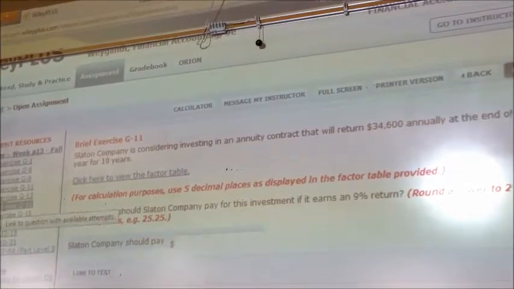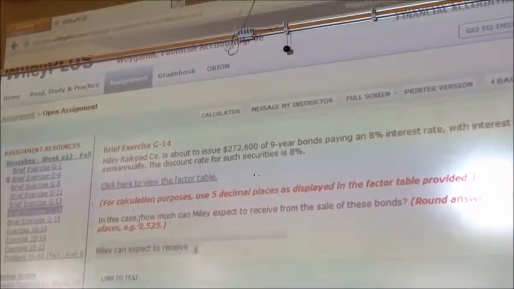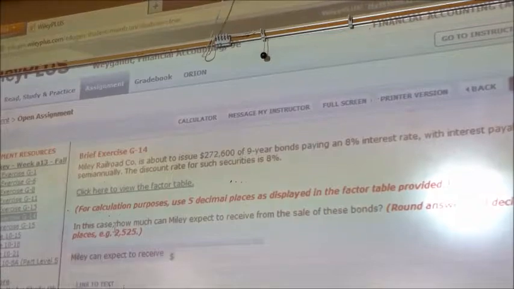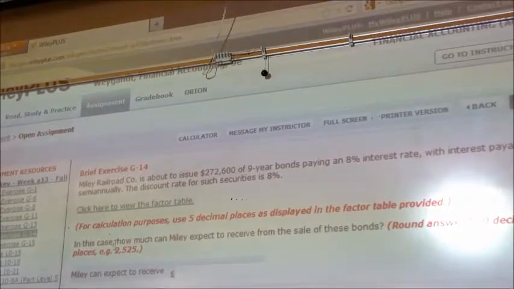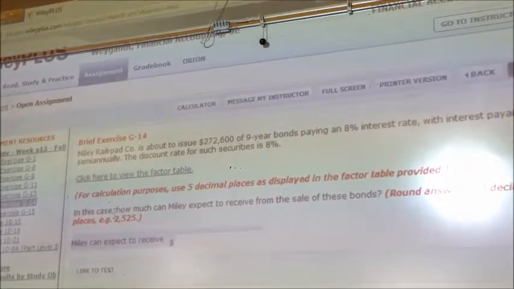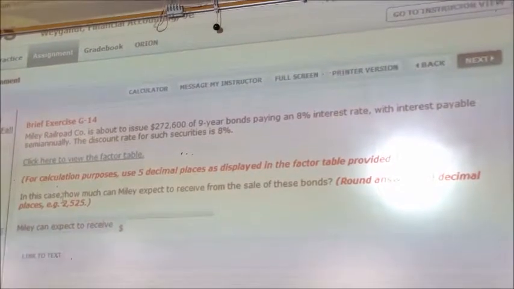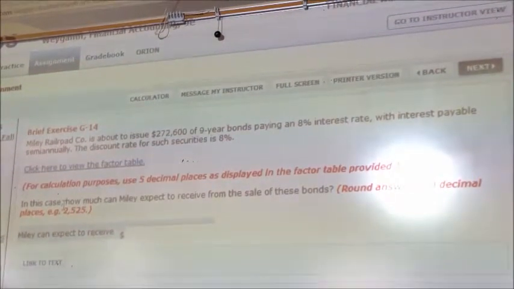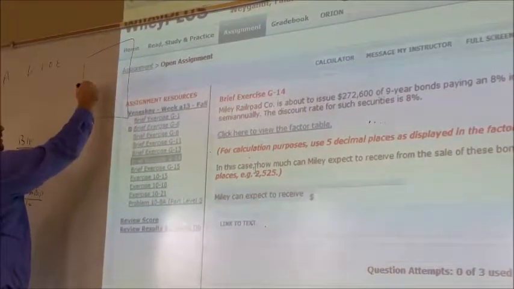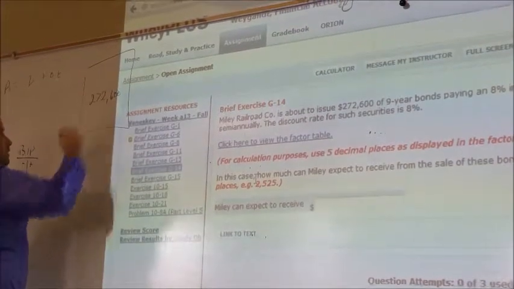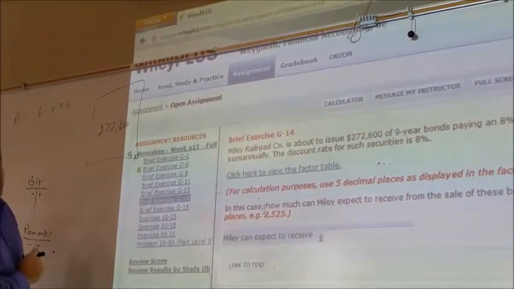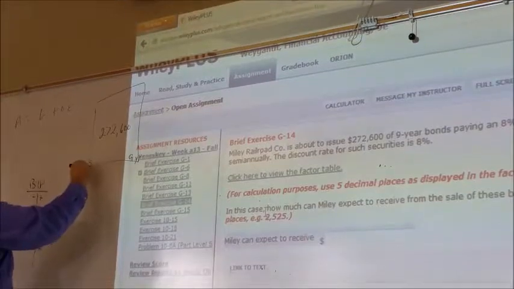When you get down to like G14, this is very similar to what we just did. Let's see how we would answer this one. So we're going to issue this bond, $272,600 bond, 9 years, and what I'm going to do on this one, on a scrap piece of paper, is have a little bond set up. Otherwise, I don't like to have to reread it all the time. I just want to look at it. 9 years, paying 8%, and it's semi-annual.